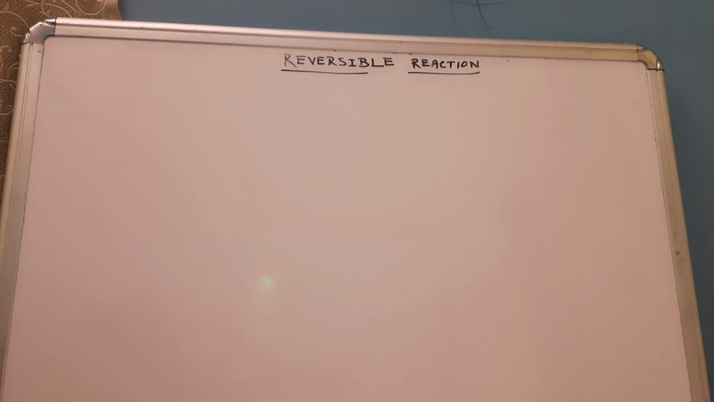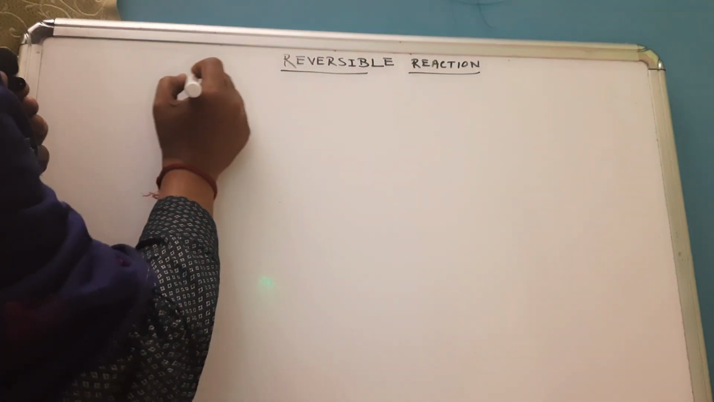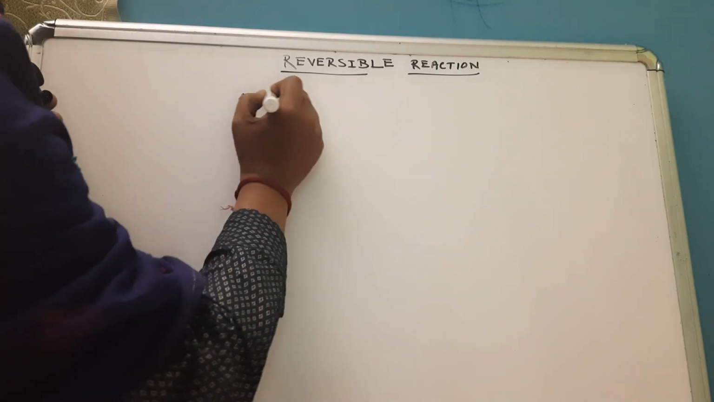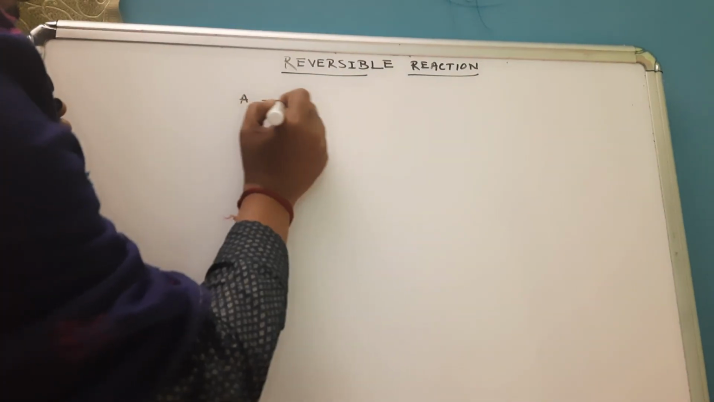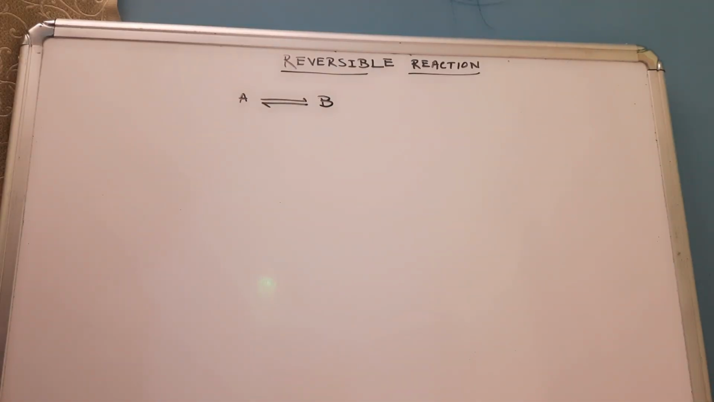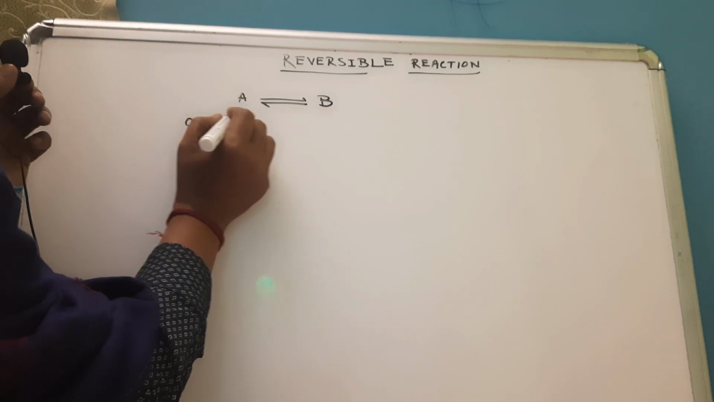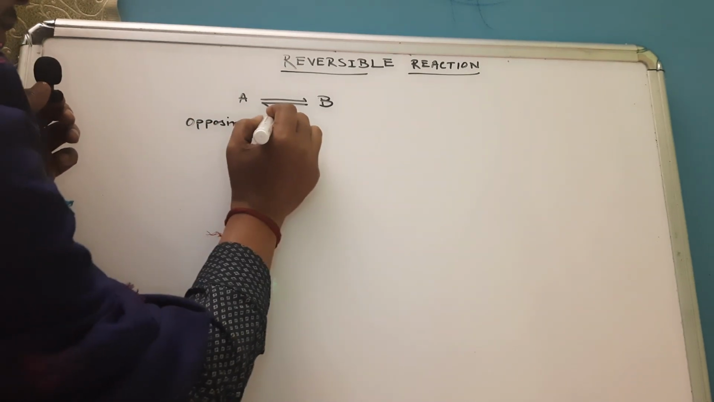Today, our topic of discussion is a reversible reaction. Now, we are going to discuss the kinetics of the reversible reaction. So, what is the reversible reaction? That is A to B. This is a sign of the reversible reaction. Reversible reactions are basically called opposing reactions.